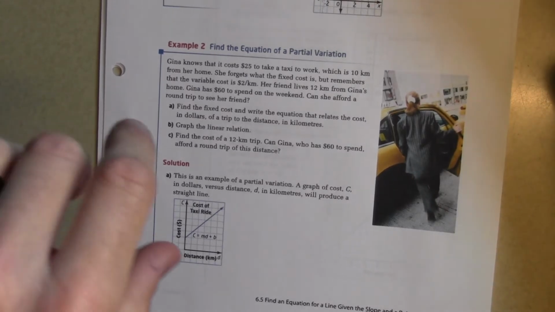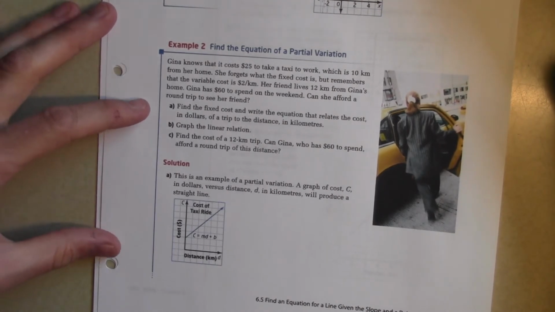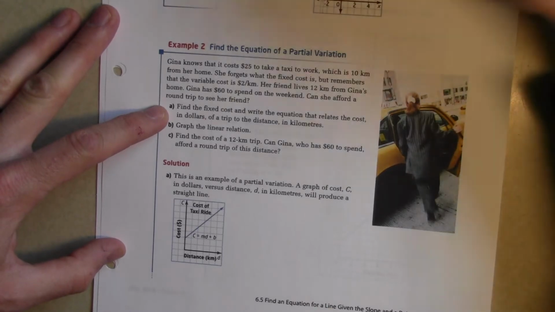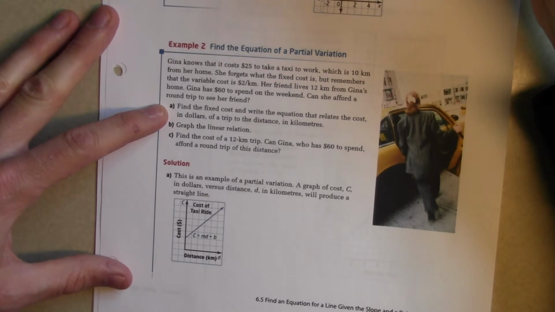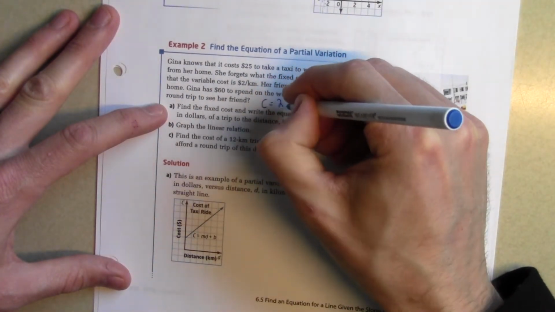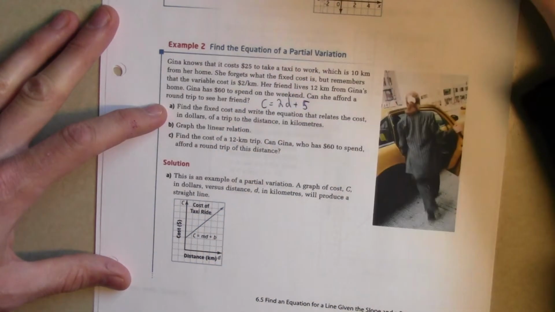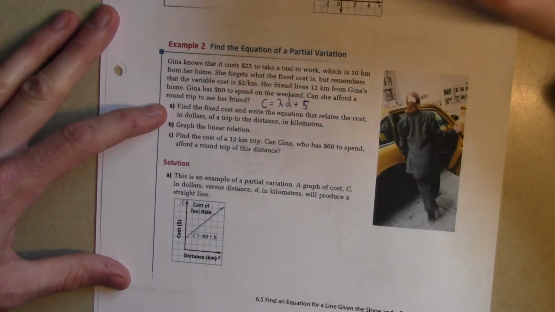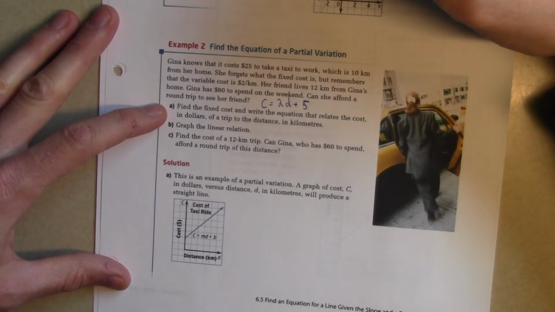A. Find the fixed cost and write the equation that relates the cost in dollars of a trip to the distance in kilometers. All right, so let's just write the equation first before we find anything. What would be the equation for this particular example? Adam: C, or cost, equals 2d for distance plus 5. How'd you get 5? Because there's 10 kilometers, so $2 times 10 kilometers is $20. So 25 subtract 20 is 5.